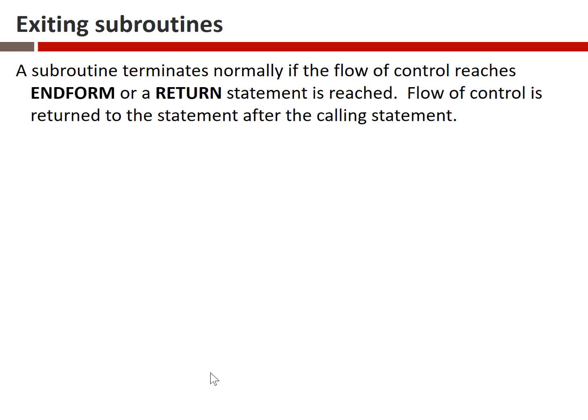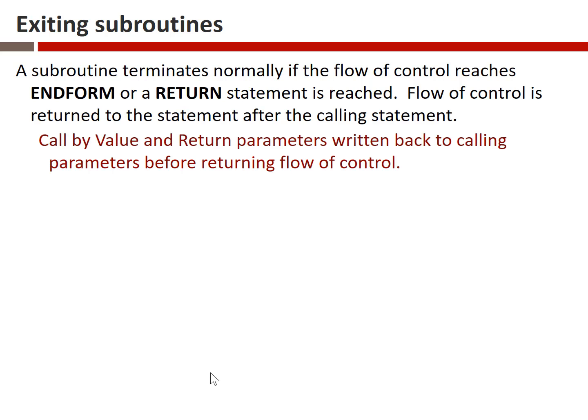So you can only have one end form statement, but you could have multiple return statements that you might put in the context of conditional logic. If this particular scenario occurs, return. But otherwise, keep going. So you're not at the end of the subroutine, so you use return here. And realize if you're doing call by value and return as your method of parameter passing, whether you use a return or an end form statement, the parameter values are getting written back, okay?